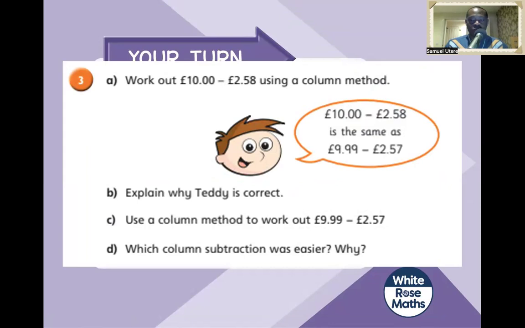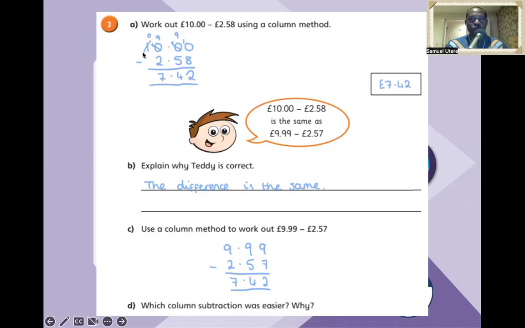All right, assuming you've paused the video and you've answered question 3, here are the answers. So you're asked to work this out using a column method. By now, you should know how to do your column method. And then here is the answer. And then you're asked to explain why 30 is correct. 30 is correct because the difference is the same. So here is what 30 did. 30 just simply made this one less and made this one less. So 30 is correct. So use a column method to work this out, and you can see the difference is actually the same.